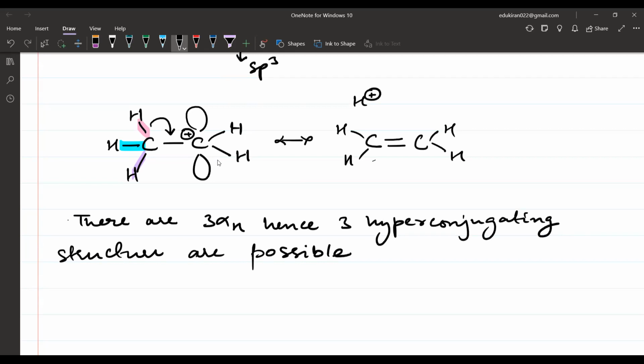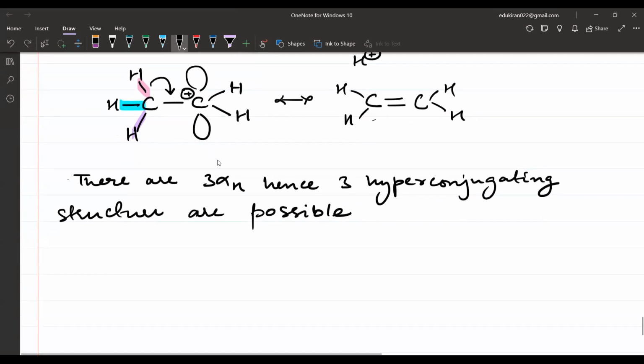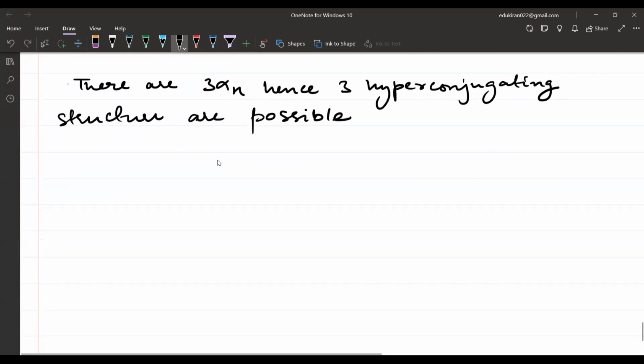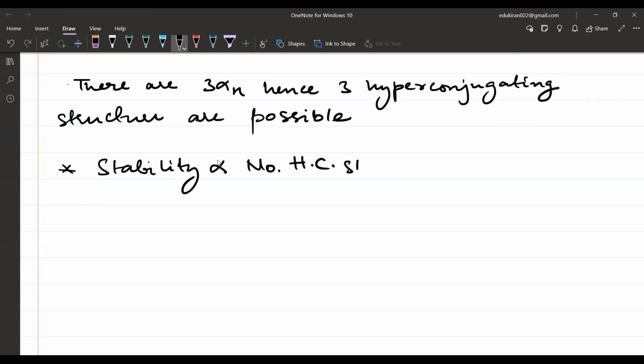Okay, so all of these CH bonds, what are they doing? They are giving some electron density towards this C positive, towards this carbocation. And whenever you give electron density towards a carbocation, an electron-deficient species, you are going to stabilize the species. So please write: stability is directly proportional to the number of hyperconjugating structures, which in turn is directly proportional to the number of alpha hydrogens.